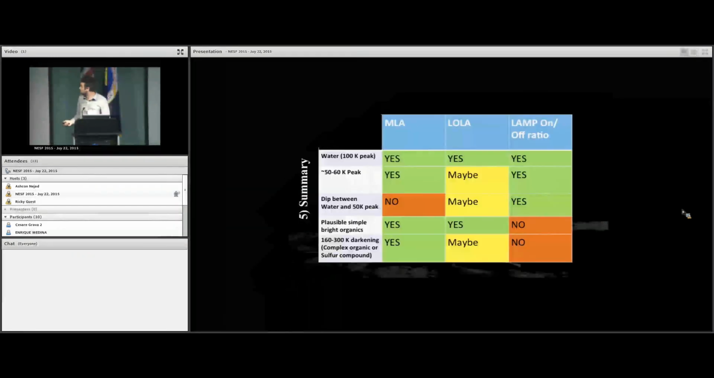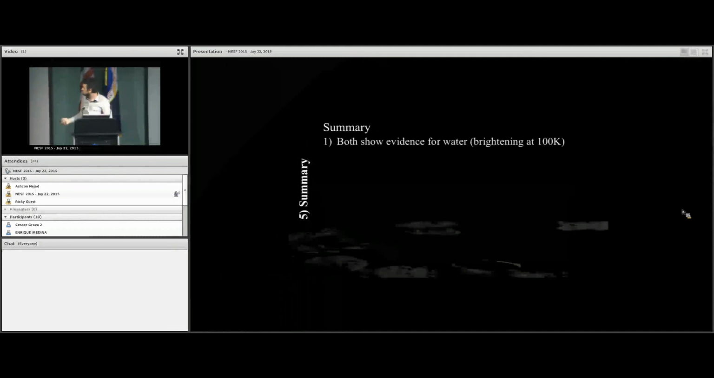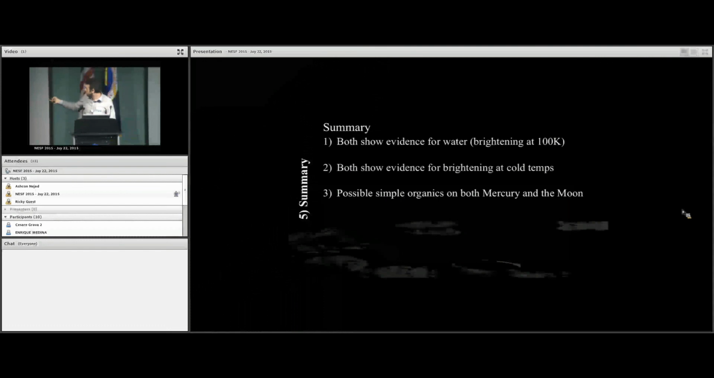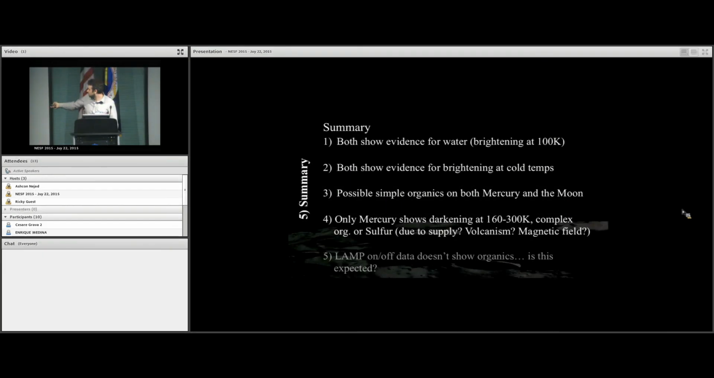So essentially, we're seeing evidence for water frost brightening on both the Moon and Mercury, possible organics, and that the LAMP doesn't show some of these features, but maybe it shouldn't. Maybe at those wavelengths you shouldn't expect these features. So I just wanted to throw that whole idea out there, and maybe we can get some good progress going on that. So thanks.